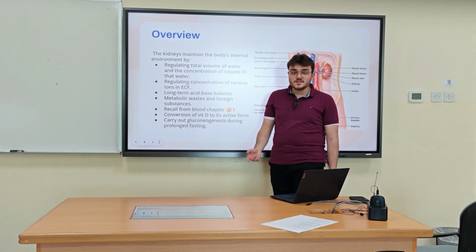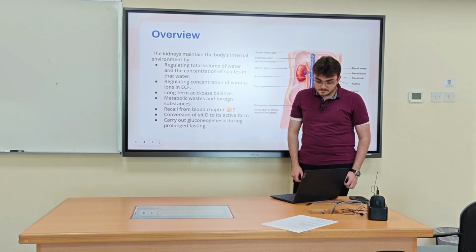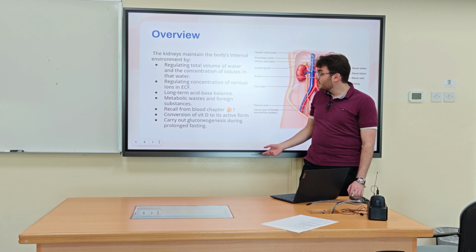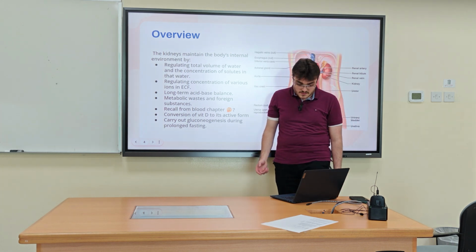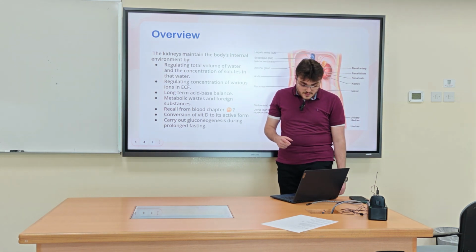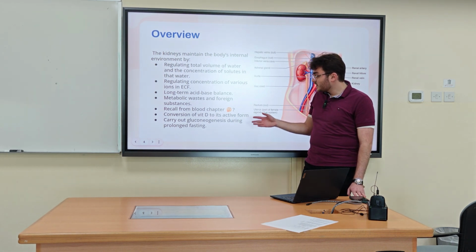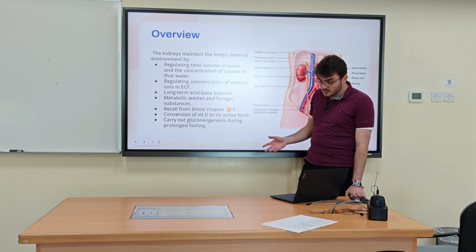And there's also a function mentioned in the blood chapter. Can you recall it? Take your time to try and recall it. So this function is the production of EPO or erythropoietin. And also we have the conversion of vitamin D to its active form. And finally, carrying out gluconeogenesis during prolonged fasting.